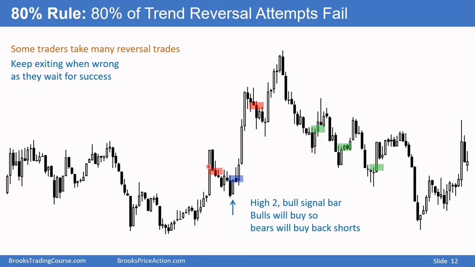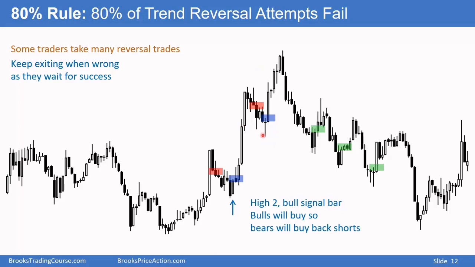For example, a bear who sold here, if he did not scalp out, the market tried to go back up here. It went down a little bit more. It's trying to go back up a second time, a high 2 bull flag. Whenever you're in a bull trend, especially a reasonably strong bull trend, and you get a high 2 buy setup with a good looking buy signal bar, the bears get out above that buy bar. And the bulls buy, expecting a resumption of the trend.